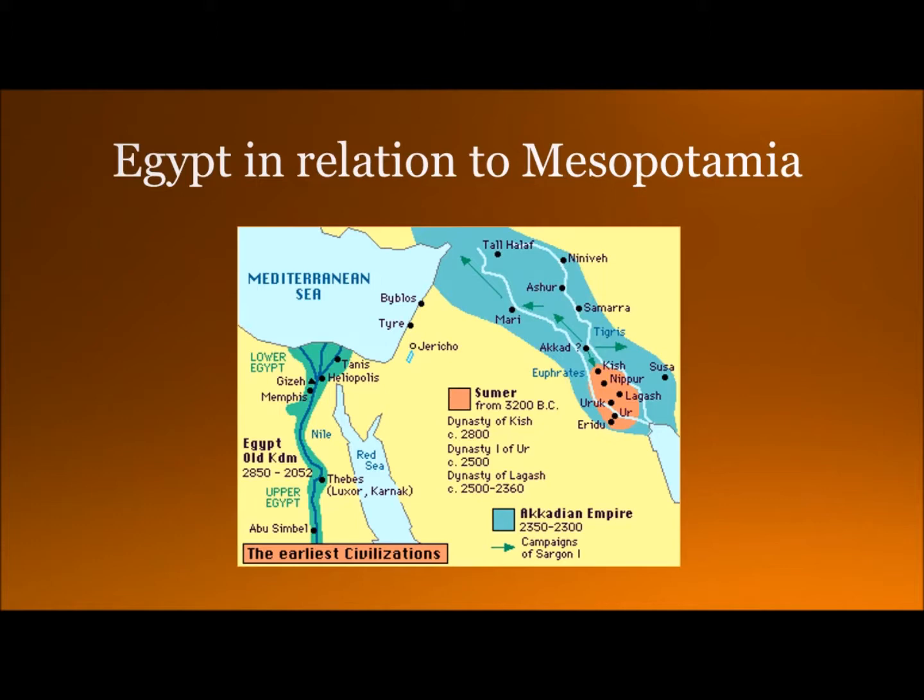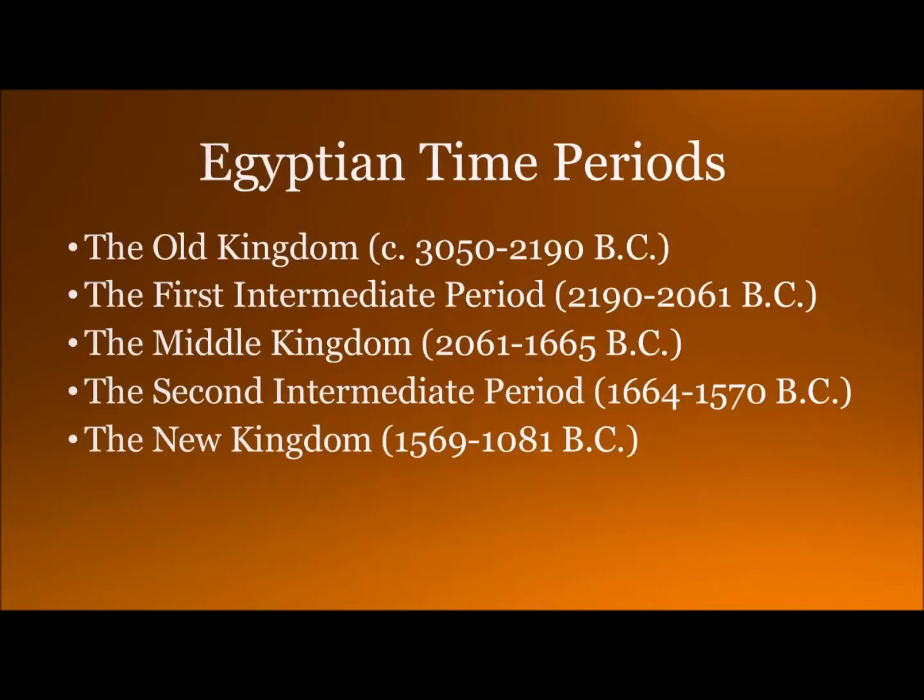So here's Egypt in relation to Mesopotamia, that land between the two rivers that we've just finished talking about. Egyptian history is typically divided into the following 5 time periods. We have what's called the Old Kingdom, lasting from about, that little C stands for circa, which means about, so about 3050 BC to 2190 BC. Then we have the First Intermediate Period, which lasts from about 2190 to 2061 BC. Then we have the Middle Kingdom, which lasts from about 2061 to 1665 BC, followed by the Second Intermediate Period, which lasts from about 1664 to 1570 BC. And finally, we have the New Kingdom, which lasts from about 1569 to 1081 BC.